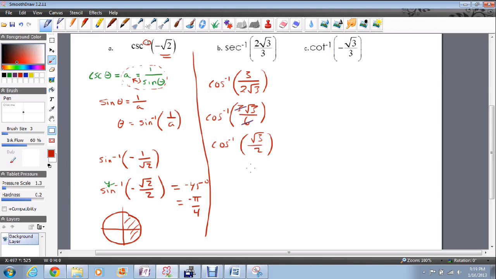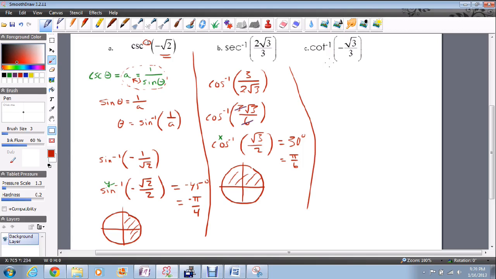Cosine inverse only exists in the first and second quadrant, so we have to pick an angle value that gives us an x value of square root of 3 over 2 in one of those quadrants. Well, if we were in the left quadrant or the second quadrant, that would be negative, in the first quadrant here, that's going to be the positive one. The answer would be 30 degrees, or equivalently pi over 6.